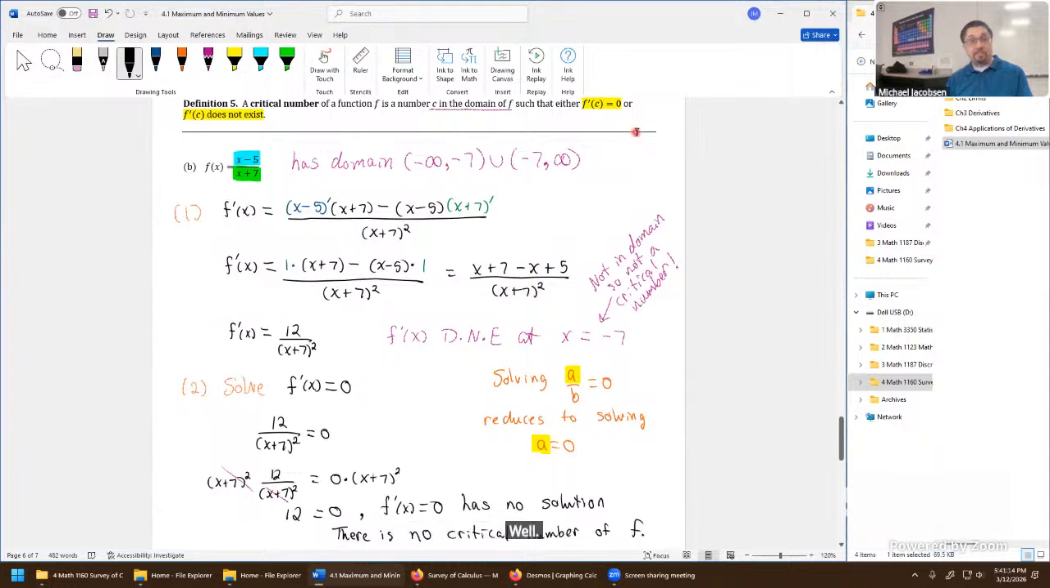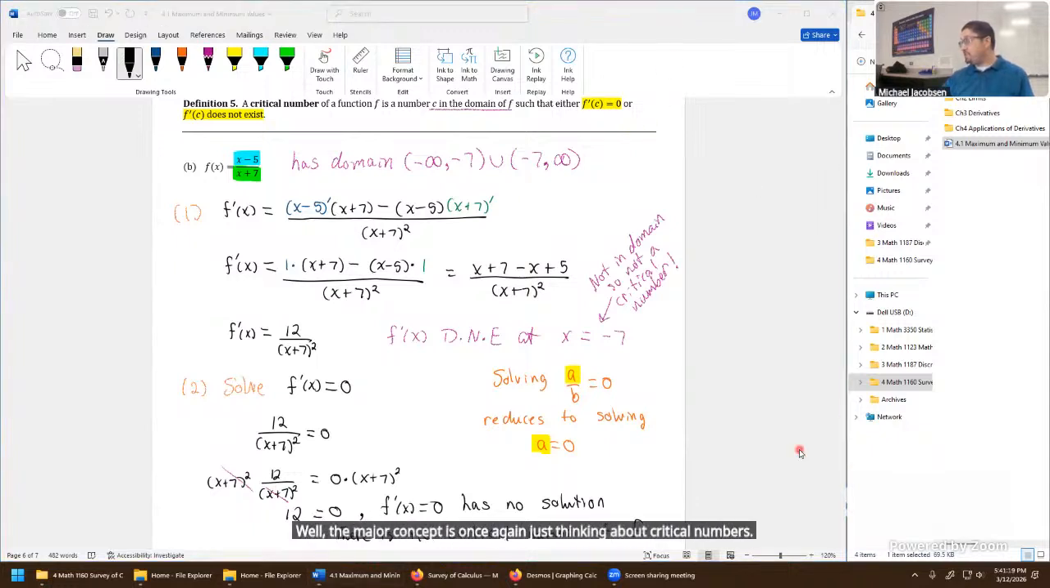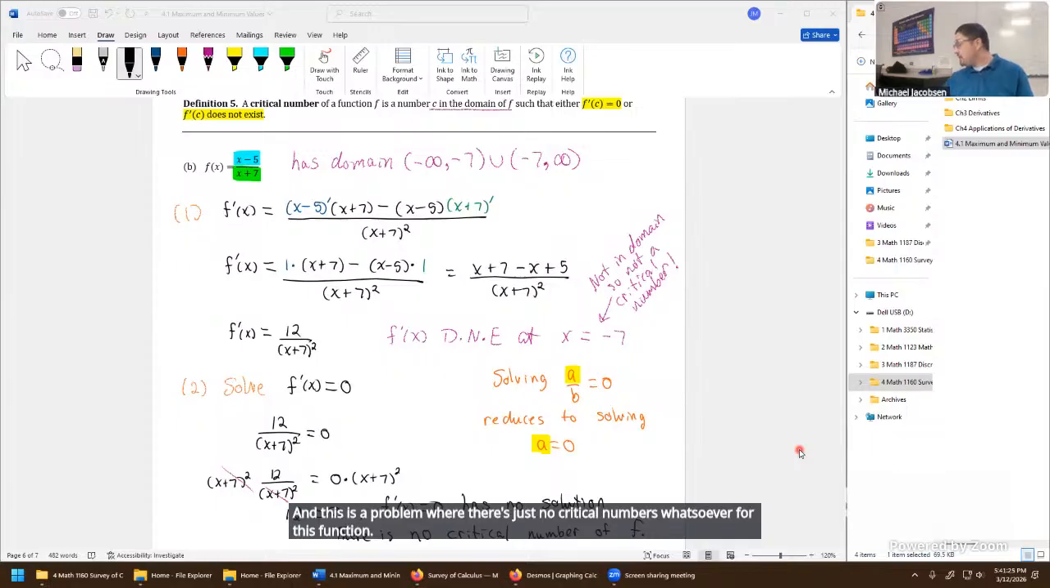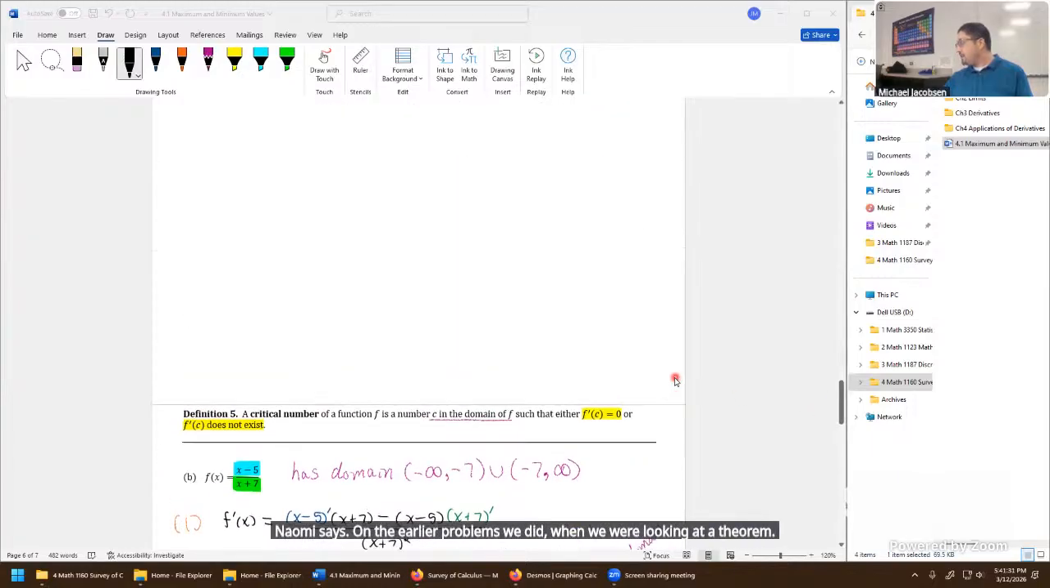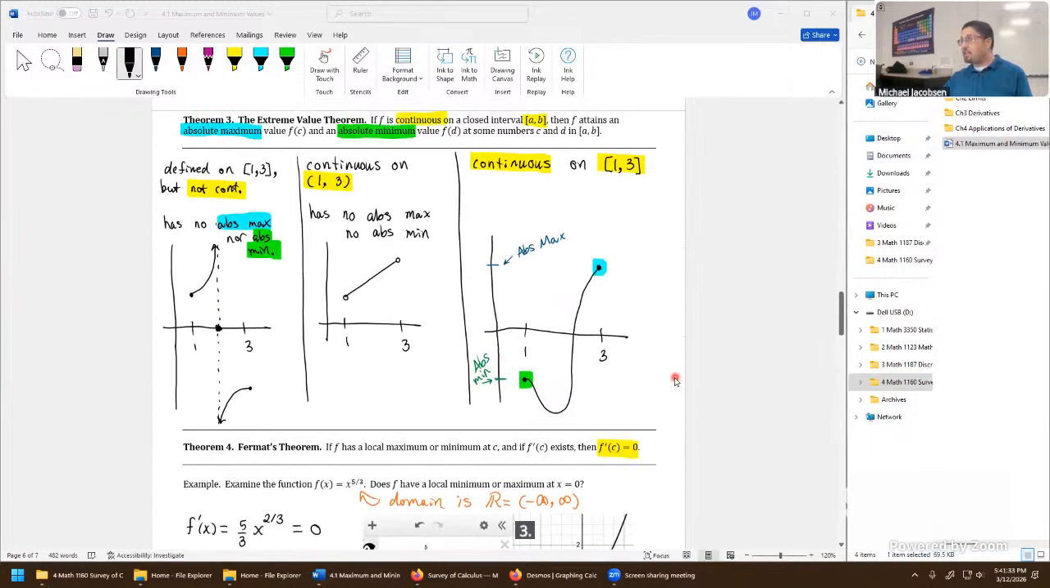Well, the major concept is, once again, just thinking about critical numbers. And this is a problem where there are no critical numbers whatsoever for this function. Naomi says, on the earlier problems we did, when we were looking at Theorem 3, the extreme value theorem, the graph was continuous on [1, 3]. So that's this one right here.